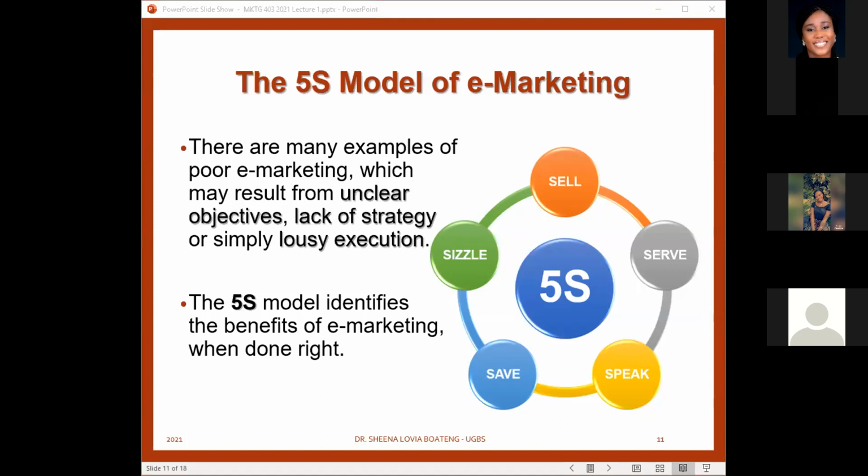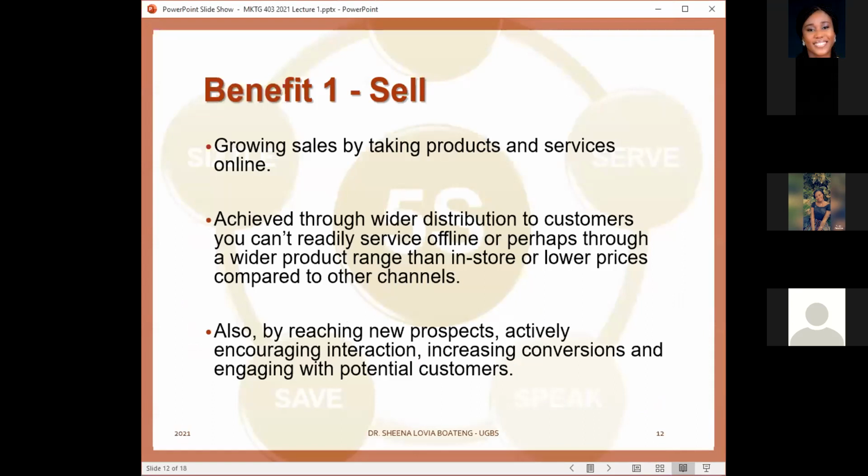Hence the name, the 5S model. These dimensions are made up of the sell dimension, the serve dimension, the speak dimension, the sizzle dimension, and then the save dimension. So we're going to take each of these dimensions one after the other, and break them down to be able to understand what these benefits entail.